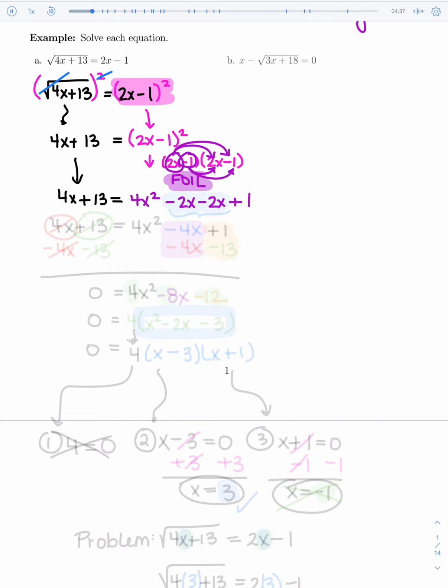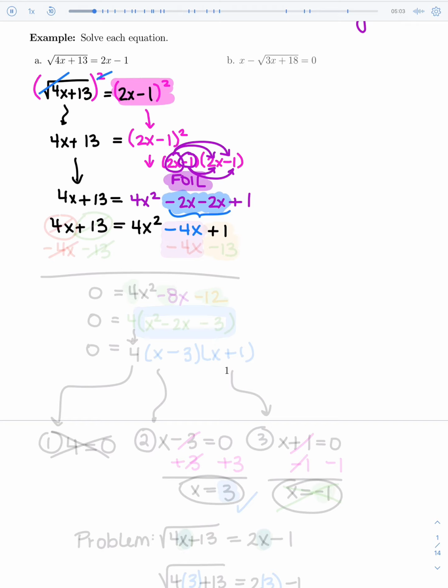Now we've got something that's quadratic, so this will need to eventually equal 0, but before we get there, let's combine like terms. We've got a negative 2x and a negative 2x, which is going to be a negative 4x when we combine those like terms. And don't forget we've got the plus 1 at the end, and we've still got our 4x plus 13.